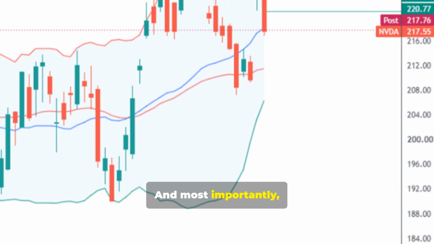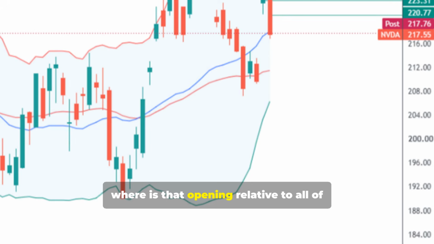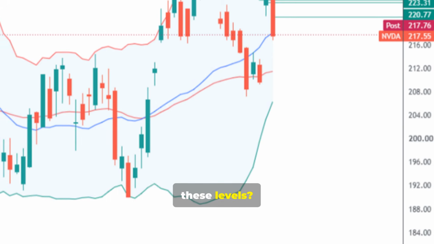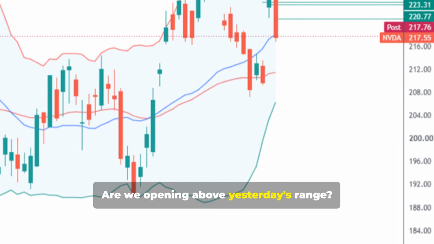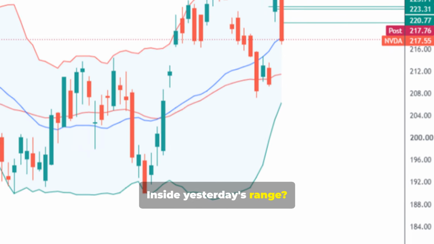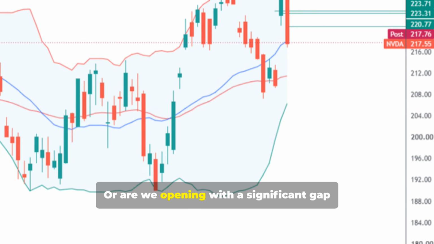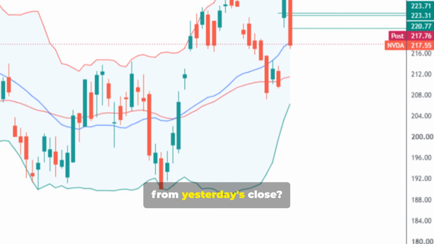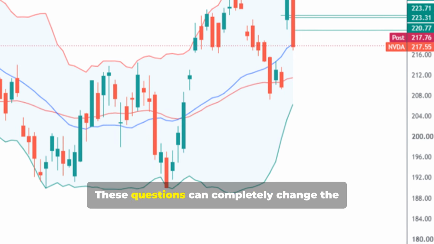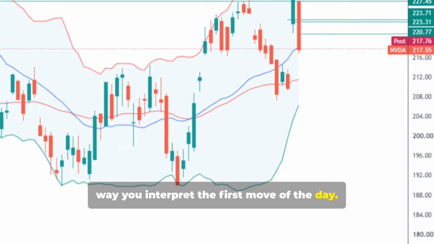And most importantly, when today's regular session opens, where is that opening relative to all of these levels? Are we opening above yesterday's range? Below yesterday's range? Inside yesterday's range? Near yesterday's high or low? Or are we opening with a significant gap from yesterday's close? These questions can completely change the way you interpret the first move of the day.